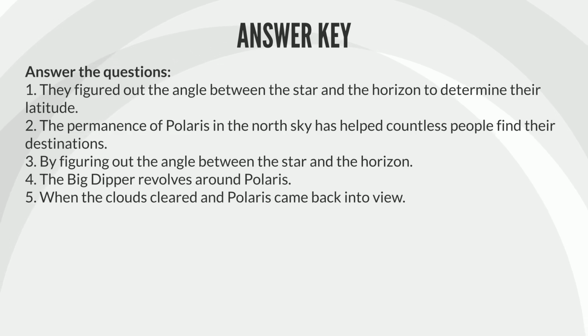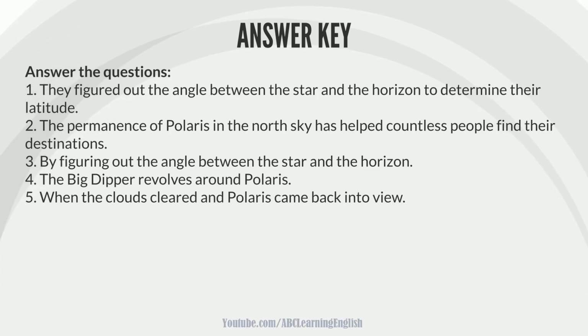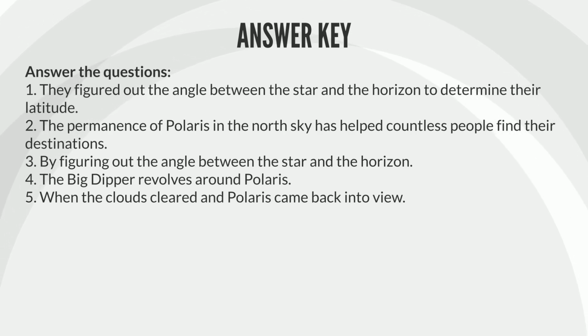3. By figuring out the angle between the star and the horizon. 4. The Big Dipper revolves around Polaris. 5. When the clouds cleared and Polaris came back into view.